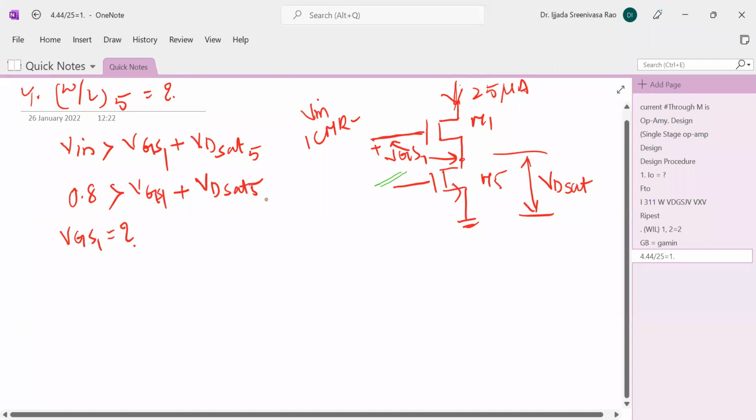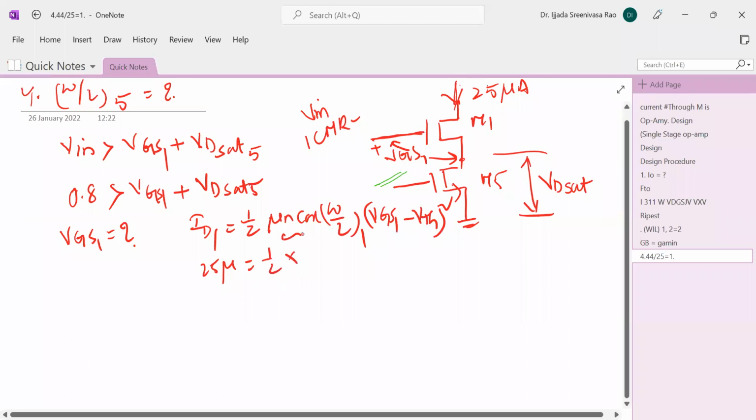What is the drain current equation? ID1, already you know, is equal to 1/2 μn COX W by L of 1 into (VGS1 minus VTH) whole square. Substitute all the terms. What is the ID1 value? 25 micro is equal to 1/2 into this value, how much you got? 300 micro, and W by L value, how much you got? 7.